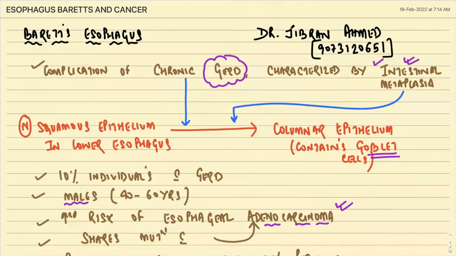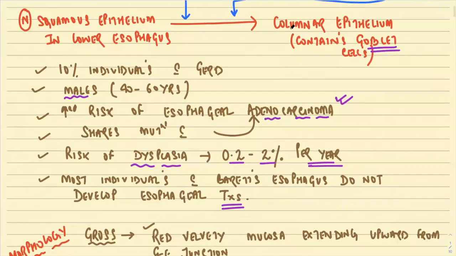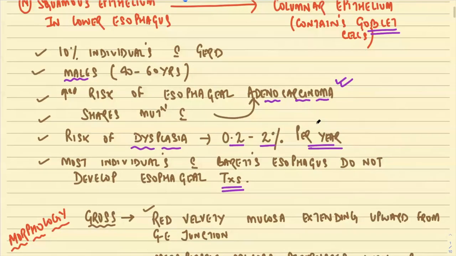Barrett's esophagus basically involves 10% of individuals with GERD. It occurs more in males aged 40 to 60 years. Barrett's esophagus or metaplasia has an increased risk of development into esophageal cancer. Which type? Adenocarcinoma. And why do we say that? We say that because both of them share the same kind of mutation. The risk of development of dysplasia in Barrett's esophagus ranges from 0.2 to 2% per year, and most individuals with Barrett's esophagus do not develop esophageal cancers or any other kind of tumors. This is a very important point.